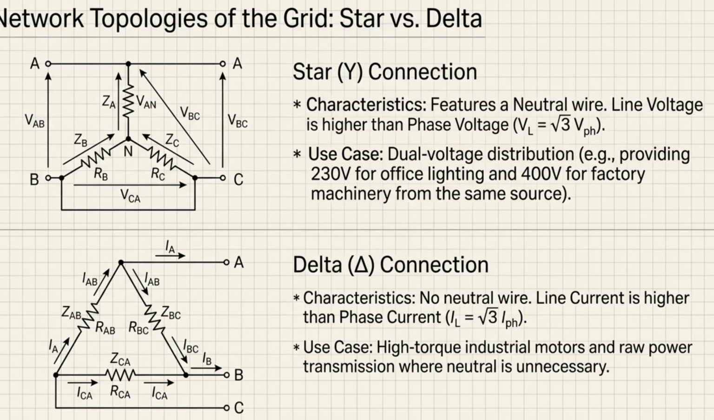We explore network topologies of the grid, star and delta connections. Star-Y connections feature a neutral wire, suitable for dual voltage distribution. Delta-delta connections have no neutral wire and are ideal for high-torque industrial motors and raw power transmission.